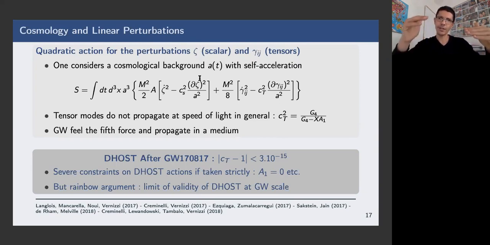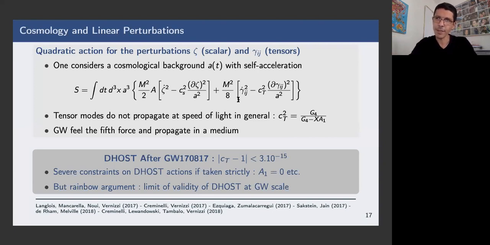If you look at the DHOST action and you look at the perturbations about this action, after a long calculation, you get that the quadratic action for the perturbations is given by the sum of an action for the scalar perturbation, like this, and an action for the tensor perturbation, like this one. Here we see that the scalar perturbation propagates at a sound speed cs, and you can get the expression of cs in terms of the coefficients of the DHOST theories. And here also you have the speed ct of the gravitational waves in these theories.